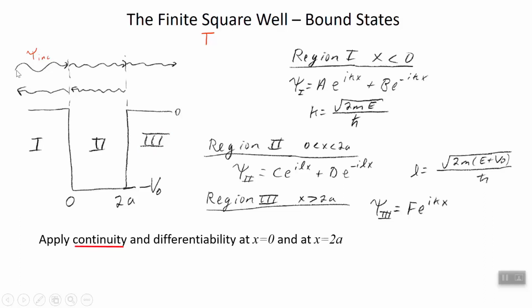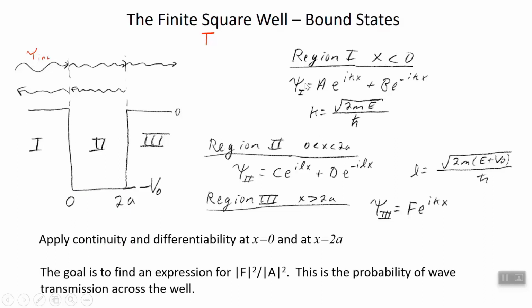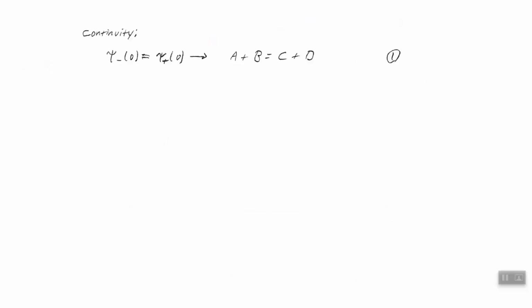So we're going to apply continuity and differentiability at these two places, x equals 0 and x equals 2a, and we're going to do it with the expressions from each region separately. And our ultimate goal is to find the ratio of F squared divided by A squared, because A e to the ikx depicts the incoming wave and F e to the ikx depicts the outgoing wave. The modulus squared is the probability of the wave being in region 3 divided by the probability of the wave being in region 1. And of course there's a 100% chance that the wave is incoming. F squared over A squared is the probability that the wave exits.